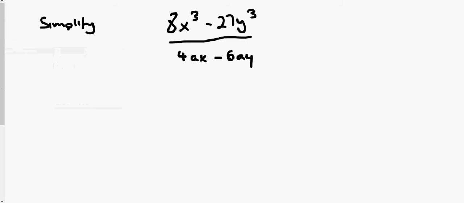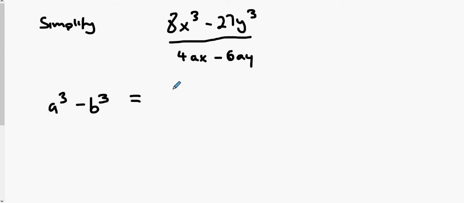I might know how to do this one. What is on top? Cubes, isn't it? So anybody remember the difference of two cubes? A cubed minus B cubed. What's the formula? Some of you would have revised it in exercise 1.1.